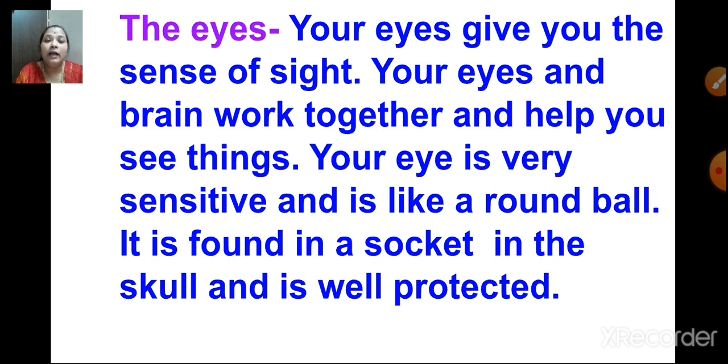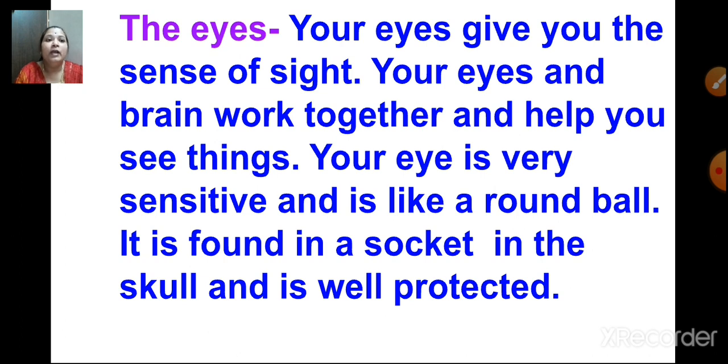Now, the eyes give you the sense of sight, that is, we see with the help of our eyes. The eyes and brain work together and help you to see things. Your eyes are very sensitive, right? So, we have to protect our eyes. That's why we wear goggles or shades when we go outside in the sun, so that the eyes do not get damaged because of the bright light of the sun.